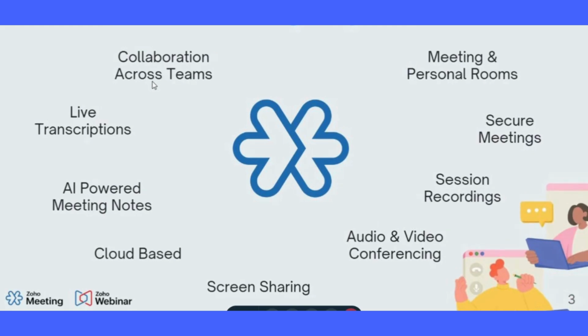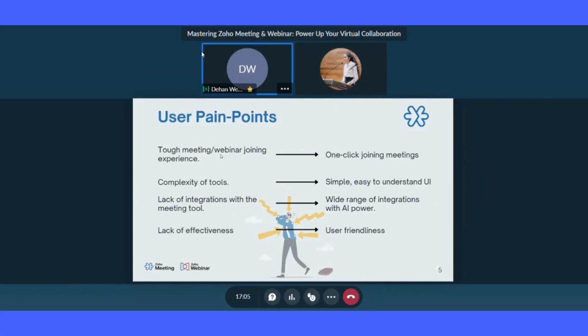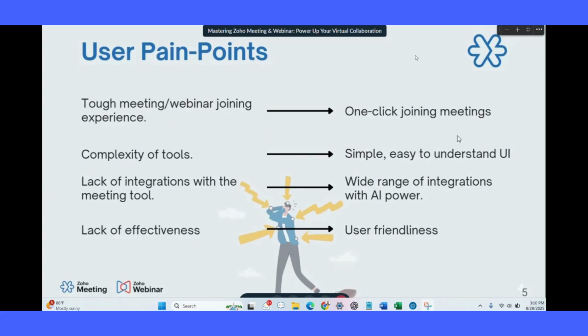And going ahead to the pain points of a user. So these kind of options are there where they just do a few clicks, they enter their name, they keep their mic on and off, and then they join the meeting. And speaking of the other pain point, which is the complexity of tools, Zoho has a very simple and easy to understand UI, where users can simply take a look at their meeting tool and just grasp what's going on.